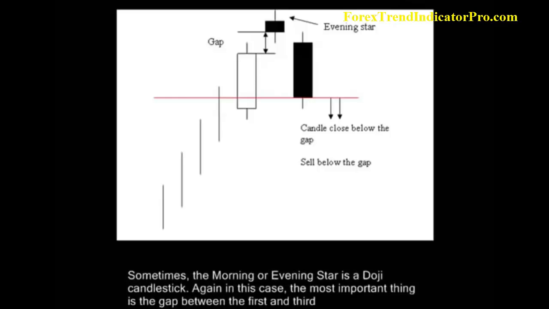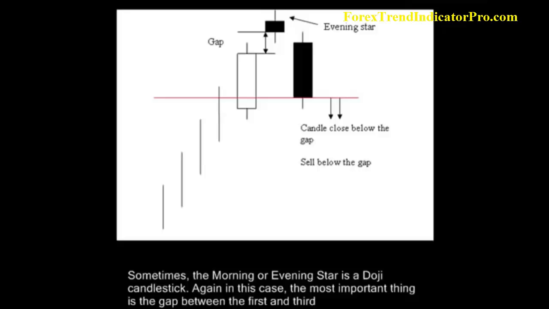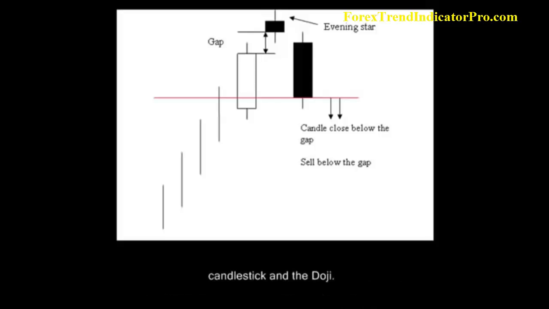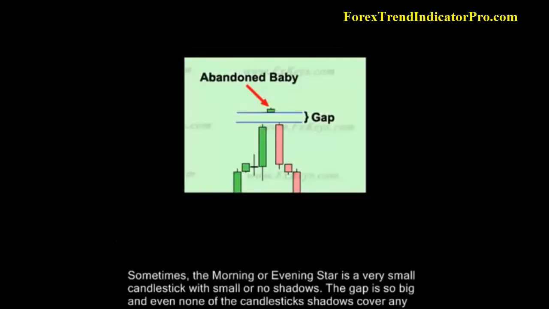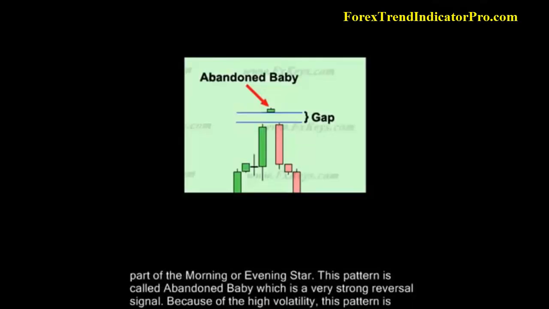Sometimes, the morning or evening star is a doji candlestick. Again, in this case, the most important thing is the gap between the first and third candlestick and the doji. Sometimes, the morning or evening star is a very small candlestick with small or no shadows. The gap is so big, and even none of the candlestick shadows cover any part of the morning or evening star. This pattern is called abandoned baby, which is a very strong reversal signal.